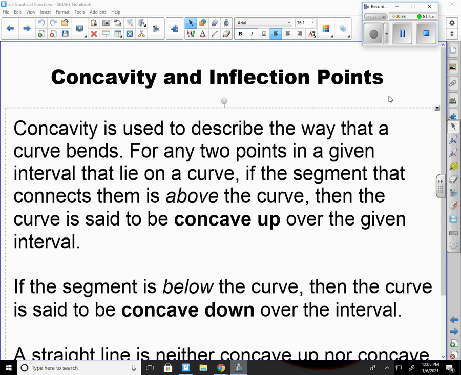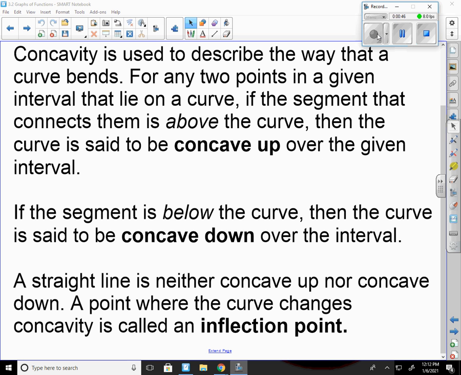I'll give you some time to write that. This will all make more sense when you actually see a picture of what we're talking about. A straight line is neither concave up nor concave down, and a point where the curve changes its concavity is called the inflection point.